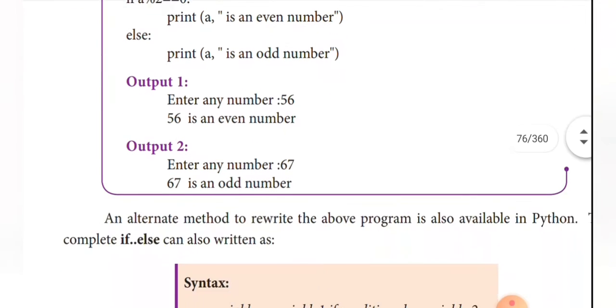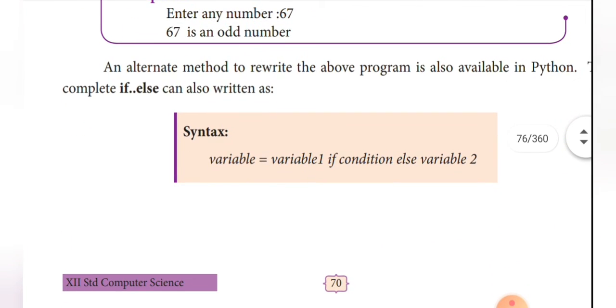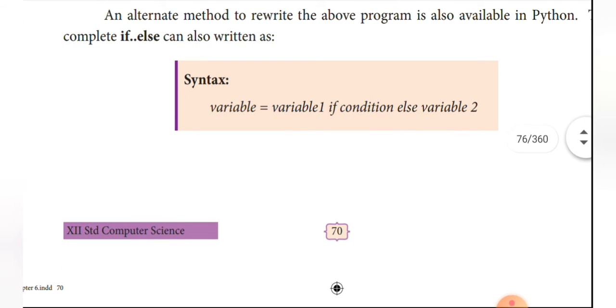Yes, okay. Now we move to the next one, that is, we can also use an alternative method for this if else process: variable equal to variable 1 if condition else variable 2. That is, in a single statement we can also do the if else statement. An alternative method for the above program is also available in Python. The complete if else can also be written as variable equal to variable 1 if condition else variable 2.